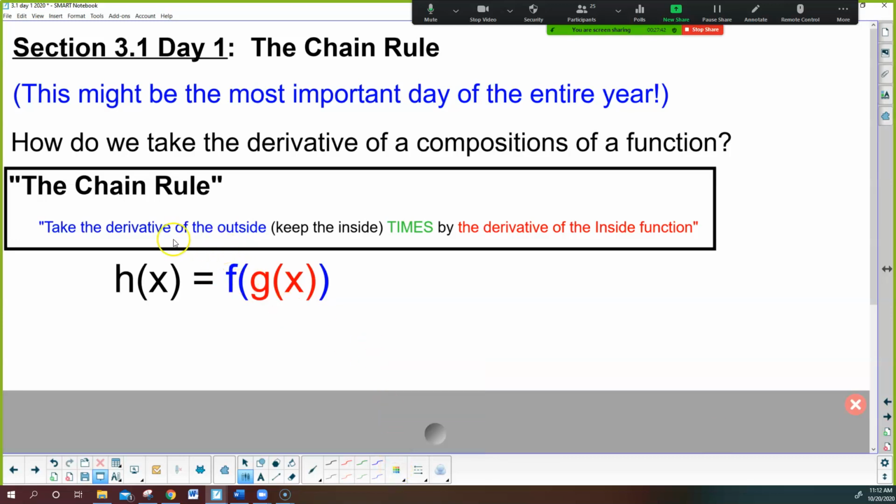We've got a function that's inside of another function. Well, how do we take the derivative? We have to use the chain rule. And the reason why it's called the chain rule is because they're linked together. F and G are combined together. So how do we actually do this? We take the derivative of the outside function first, and then you keep the inside the way it is, and we multiply by the derivative of the inside function.